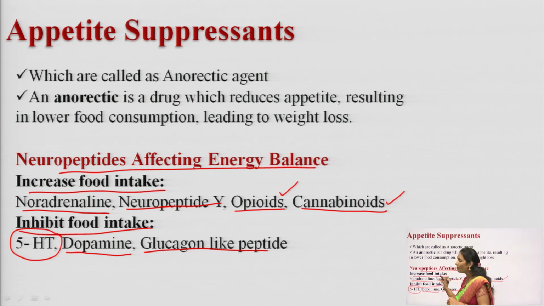Okay. So, there are some neuropeptides affecting energy balance. There are some substances, some drugs, which can increase food intake, and some which can decrease food intake. Norepinephrine, neuropeptide Y, opioids and cannabinoids are the drugs which will increase the intake of food. And serotonin, dopamine and glucagon-like peptides are the drugs which will decrease the intake of food. So, serotonin and dopamine agonist drugs can all be used as appetite suppressants.